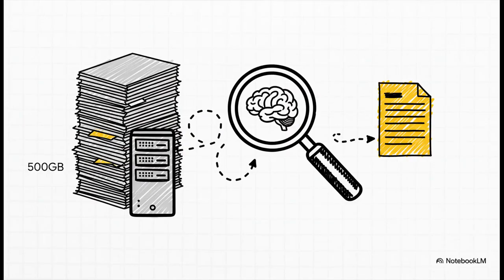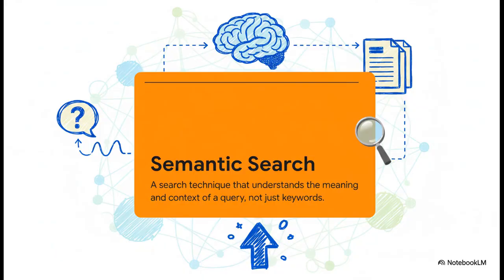But how does it find the right information so fast from that giant 500 gigabyte library? It's not doing a simple keyword search. No, the secret sauce here is something way more intelligent. And that is semantic search. This is a total game changer. Instead of just matching words, it understands the meaning behind your question. It works by turning your query and your documents into numbers. They're called vector embeddings that capture their actual context. This lets it find stuff that's conceptually similar, even if the words are totally different.